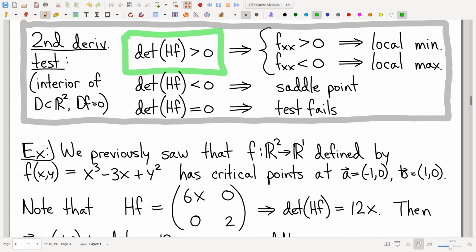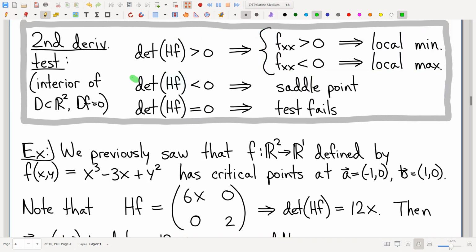You have to look at this thing called the Hessian determinant. So the determinant of that Hessian matrix. If the Hessian determinant is positive, then you have a fairly familiar second derivative test. Just look at the XX second partial, see if it's positive or negative. Conclude accordingly. Kind of just like what you would expect.